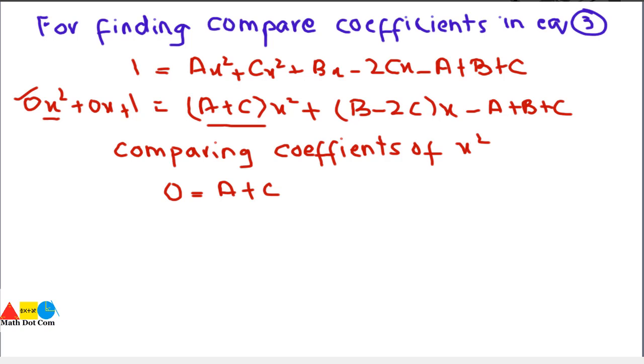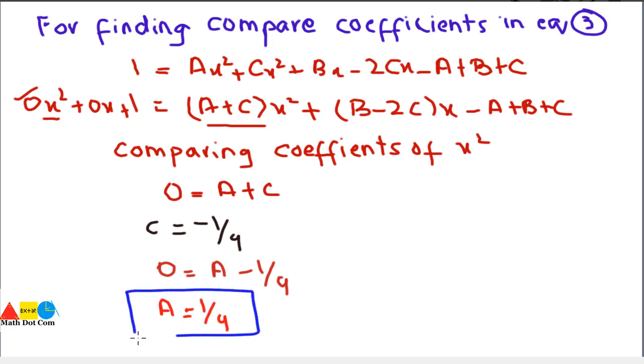As we have already found the value of c, that is c is equal to minus 1 by 4, we put it in the equation as 0 is equal to a minus 1 by 4. So a is equal to 1 by 4. So we have got the value of a as well. Now we have the values of a, b and c. What are those values? Let's write them: a is equal to 1 by 4, b is equal to 1 by 2 and c is equal to minus 1 by 4.